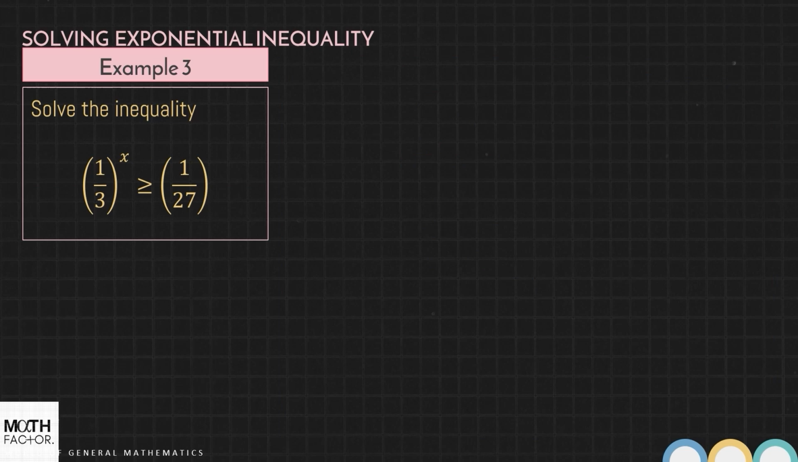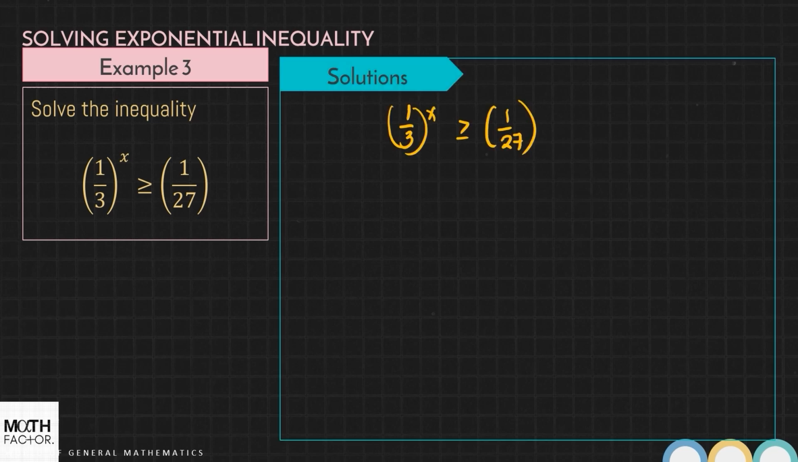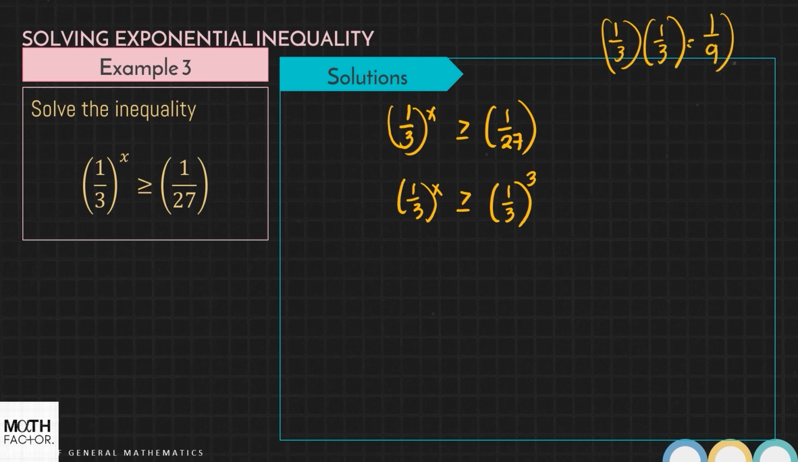You have here 1/3 raised to x is greater than or equal to 1 over 27. So, let us have this 1 over 27 as an exponential form of 1/3 with the power of 3. Because 1/3 times 1/3 is 1 over 9. Multiplying again with 1/3, we have here 1 over 27.